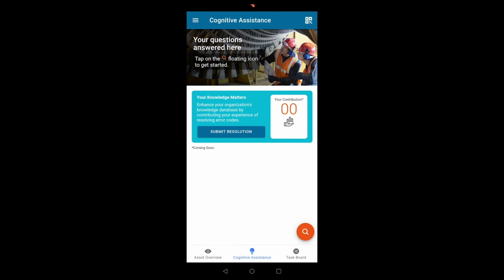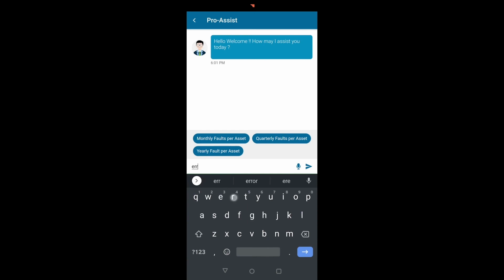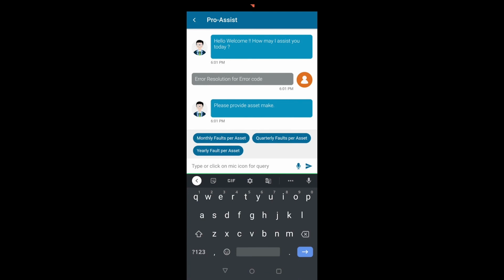The mobile app also provides cognitive assistance, which leverages the company's extensive expert knowledge base. The engineers are able to interact through voice-activated inputs with a chatbot.